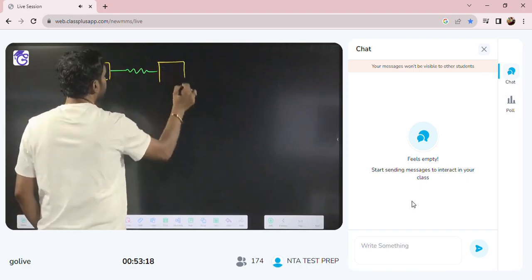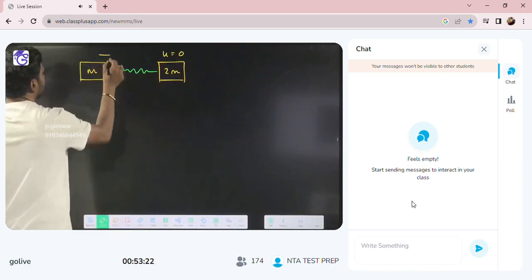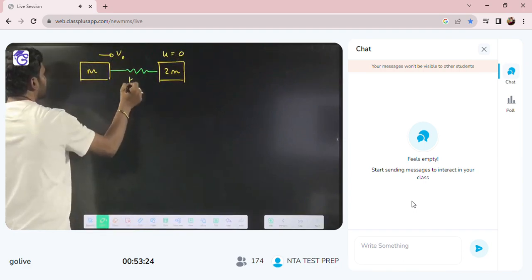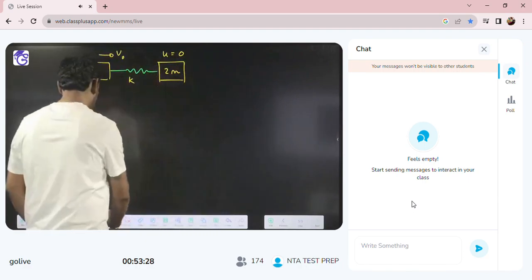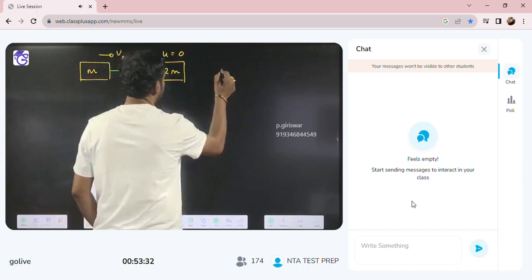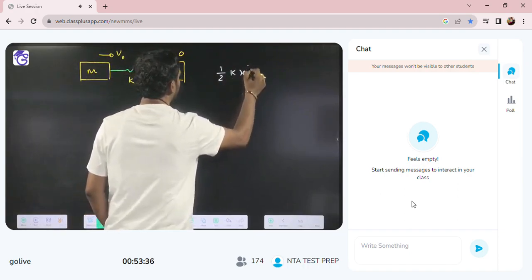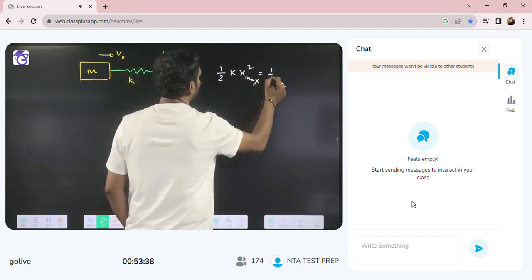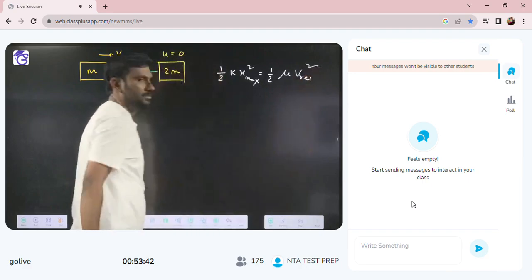This is 2m. Initial velocity is equal to 0. Initial velocity is v naught. Spring constant is k. One equation, question solved. Boys and girls, Dussehra dhamaka, yes. Half k x max square is equal to half mu v relative square.